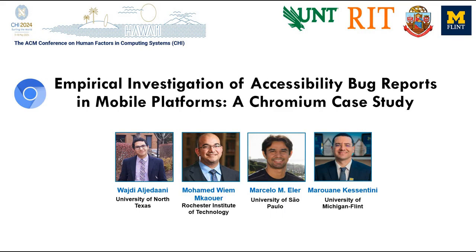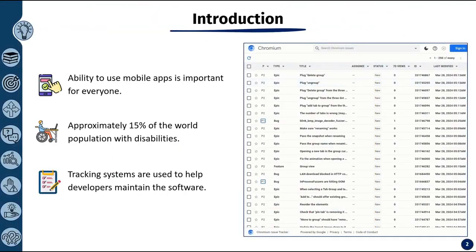Our paper is titled Empirical Investigation of Accessibility Bug Reports in Mobile Platforms, a Chromium Case Study. I'm presenting this paper on behalf of all the co-authors.